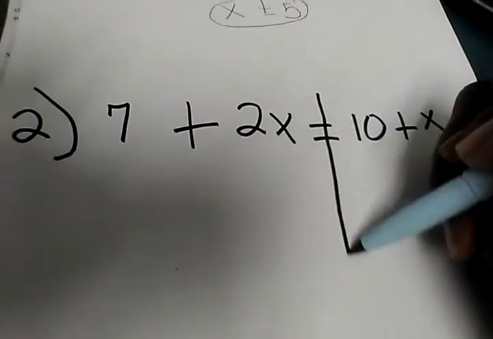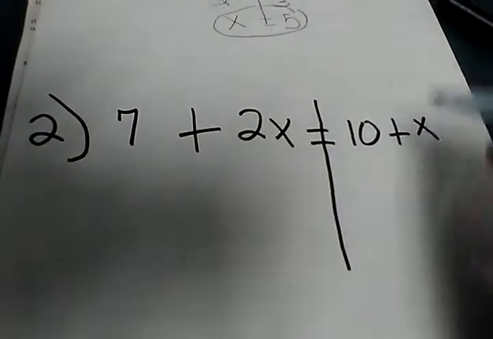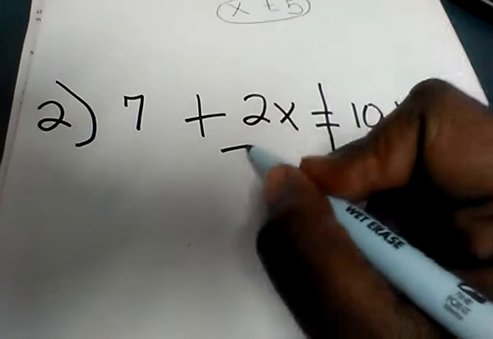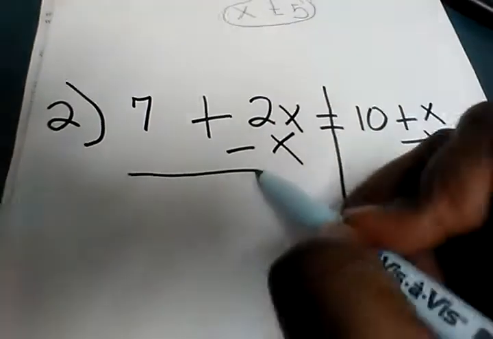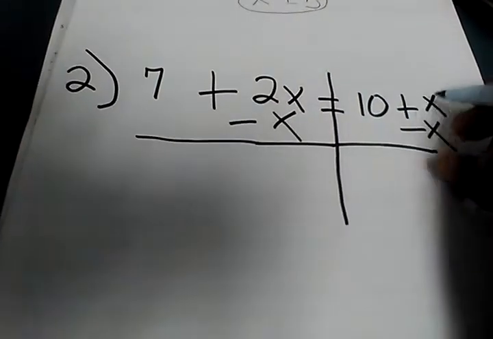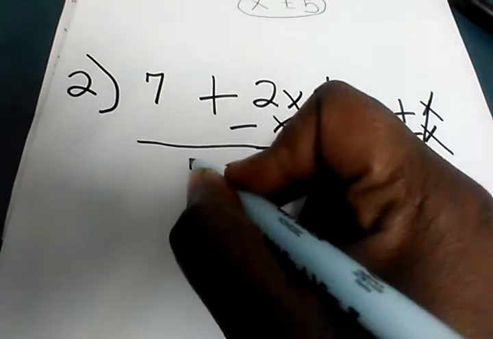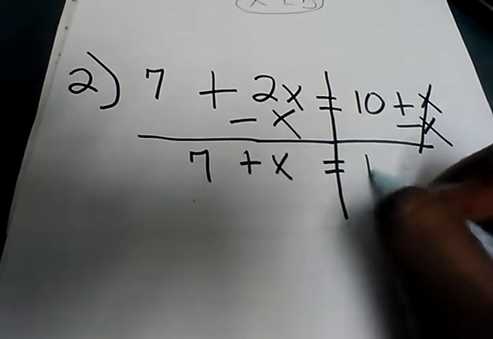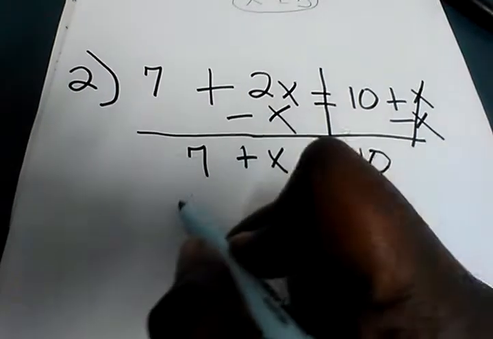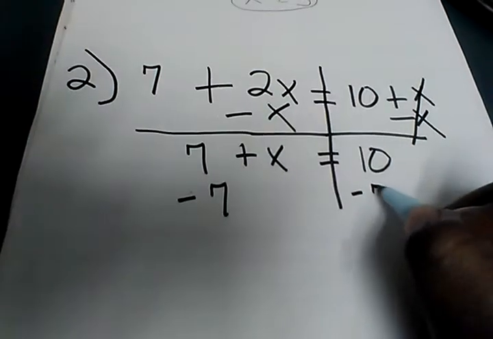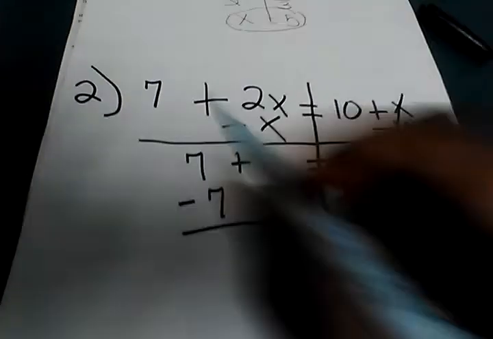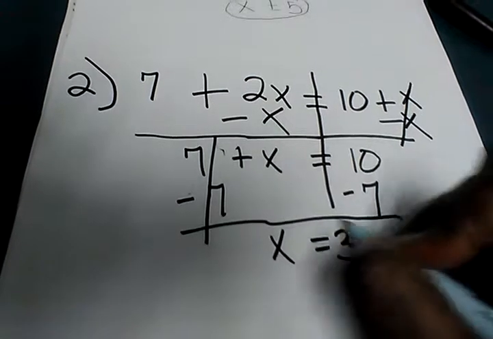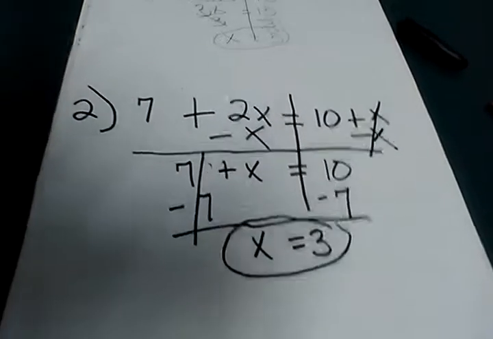Split it down the middle. I can solve this. Got variables on both sides, so I know I want to move this x over to the other side. So I would subtract x from both sides. The x's cancel. I have 7 plus x equals 10. Subtract 7 from both sides. They cancel, so x must equal 3. And of course, that would be my final answer.